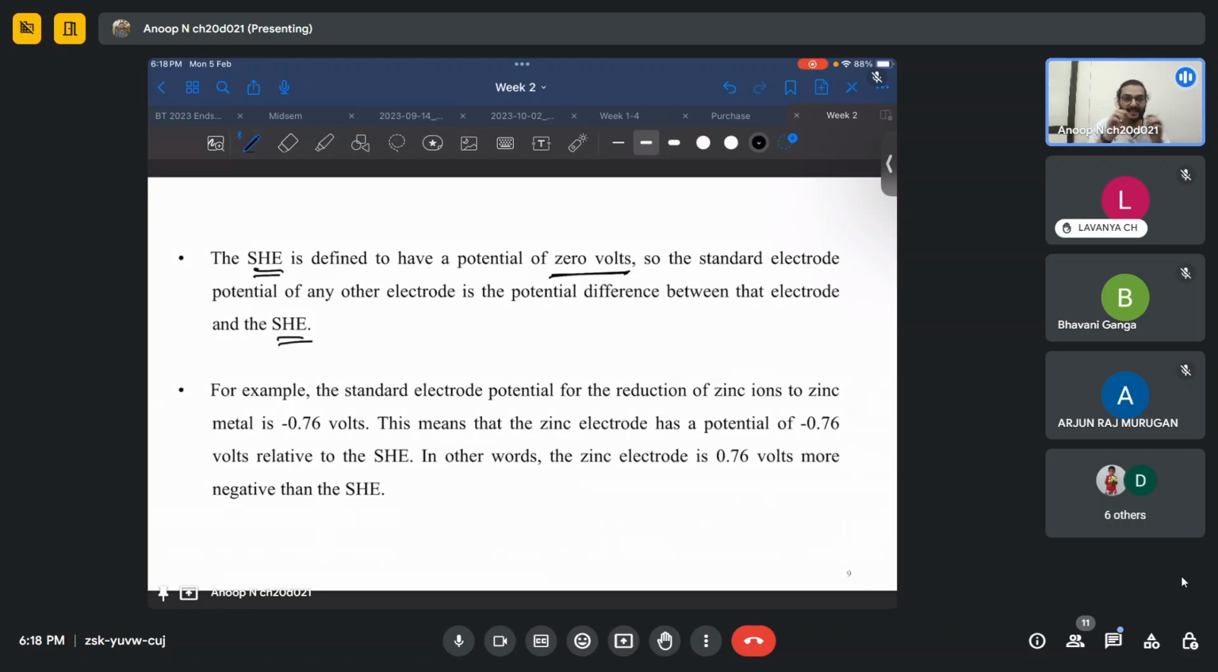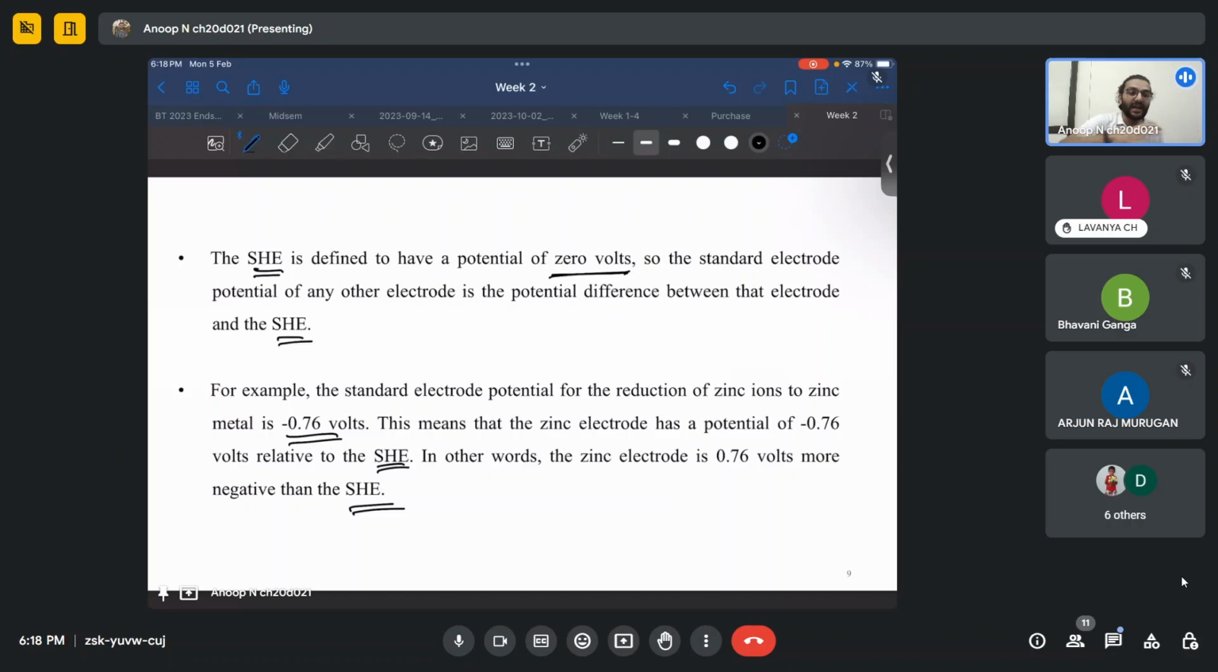So when you connect SHE with an electrode and measure the voltage in a voltmeter, the voltmeter will be indicating the direct potential of that electrode. That's the advantage of the standard hydrogen electrode. So we'll take an example. For example, the standard electrode potential for the reduction of zinc ion to zinc metal is minus 0.76 volt. This means that the zinc electrode has a potential of minus 0.76 volt relative to the standard hydrogen electrode. In other words, the zinc electrode is 0.76 volt more negative than SHE.